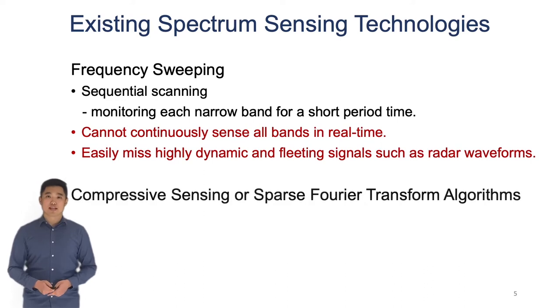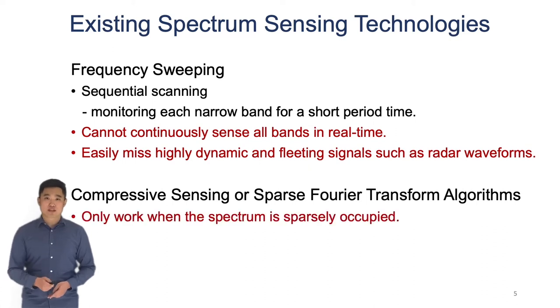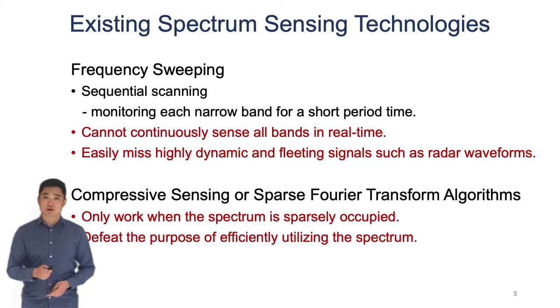Another approach is to apply compressive sensing or sparse Fourier transform algorithms. But these algorithms only work when the spectrum is sparsely occupied. This defeats the purpose of efficiently utilizing the spectrum.